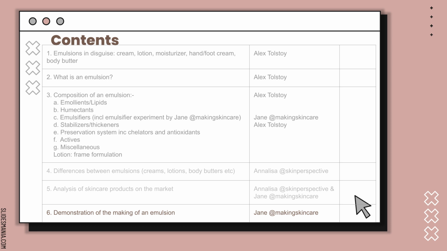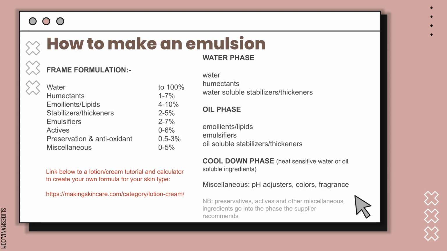So, now that we know the composition of a typical emulsion, how do we actually make the emulsion in the lab? On the left side of this slide is the lotion frame formulation Alex covered earlier. The right side shows how we divide up the ingredients into 3 phases. Water-soluble ingredients in one phase, oil-soluble ingredients in another phase, and heat-sensitive ingredients go into the last phase, the cool-down phase. So each phase is in its own separate container.